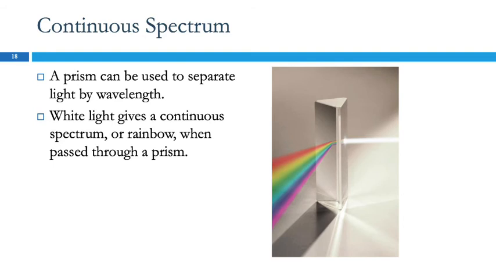So we can use a prism to separate light by its wavelength. When it goes through this prism and reflects off the surfaces, the different wavelengths will be bent at different angles. And so that's how they can get separated here. What we see from white light is a continuous spectrum, a rainbow. There's no gaps here, right? It's just continuously changing colors, very pretty.